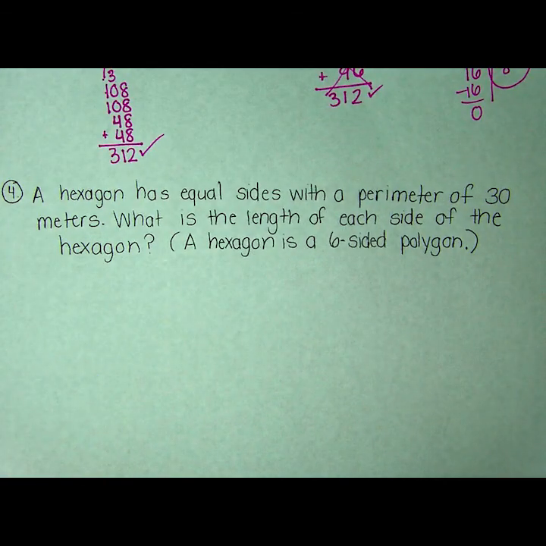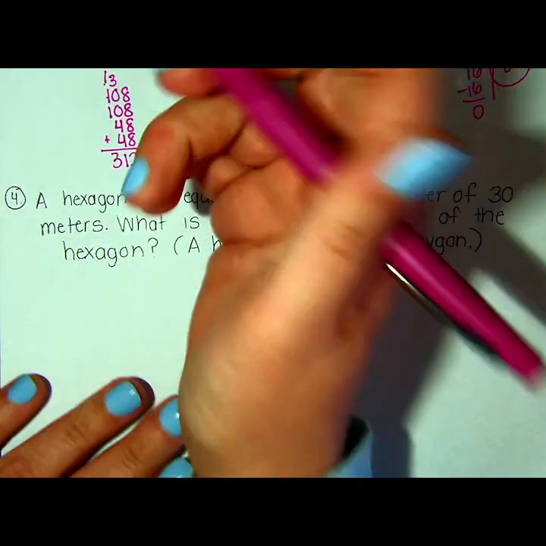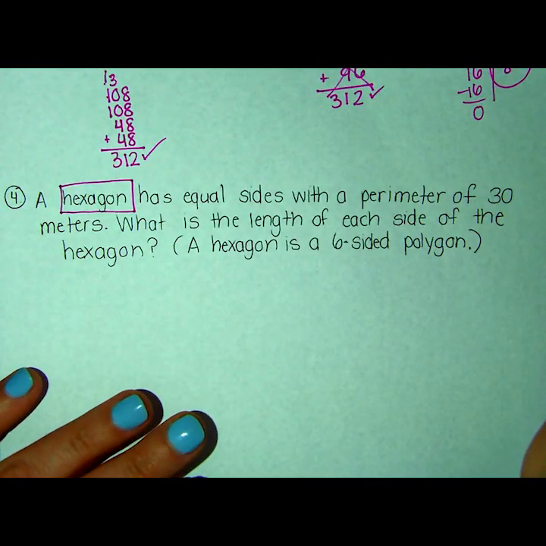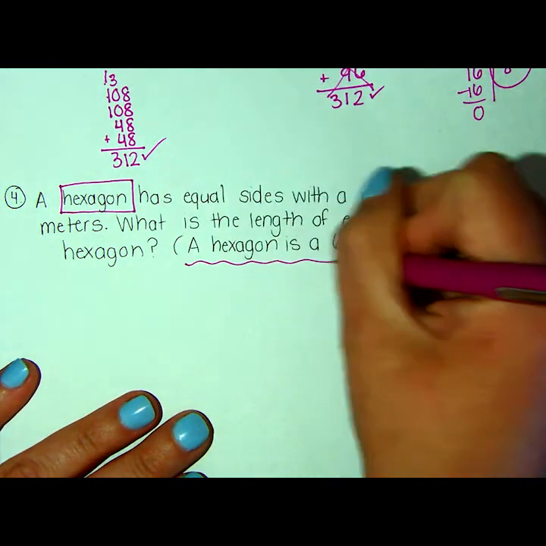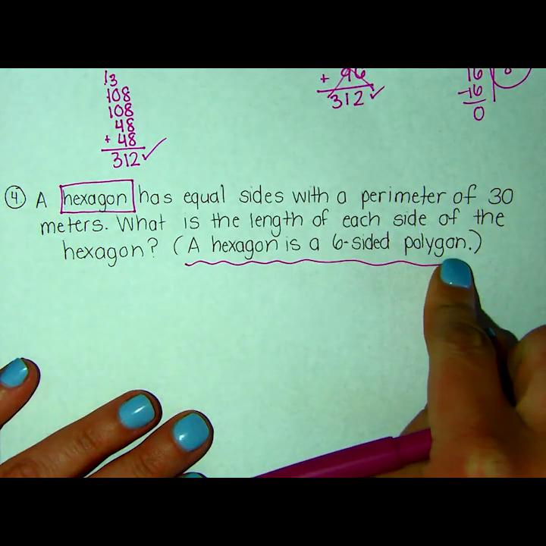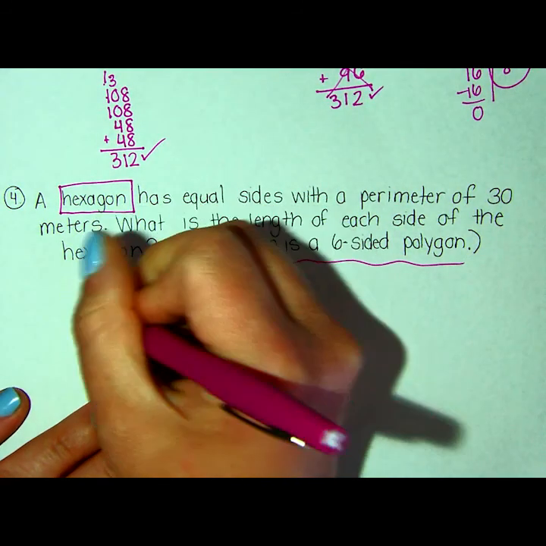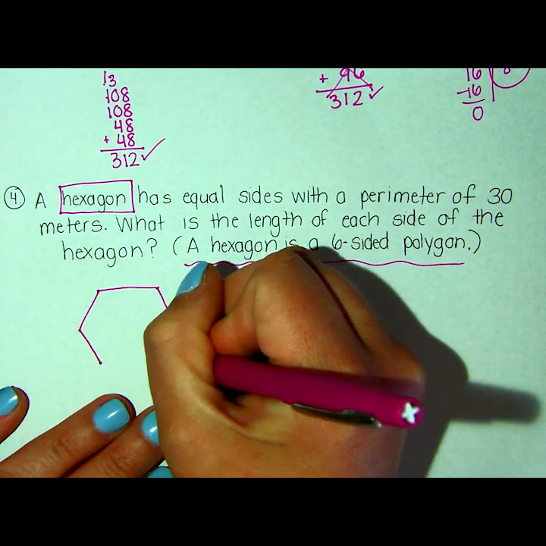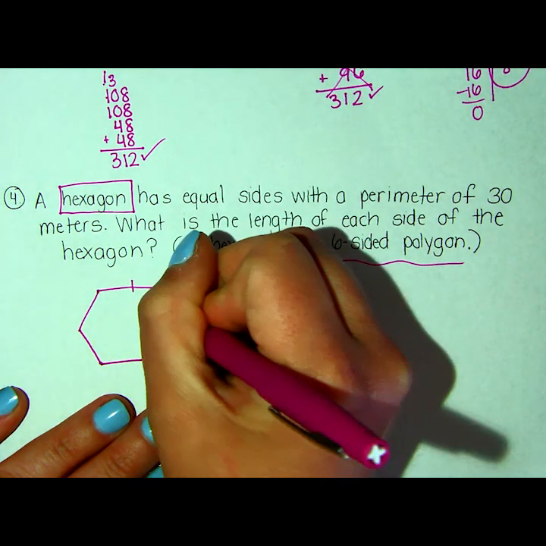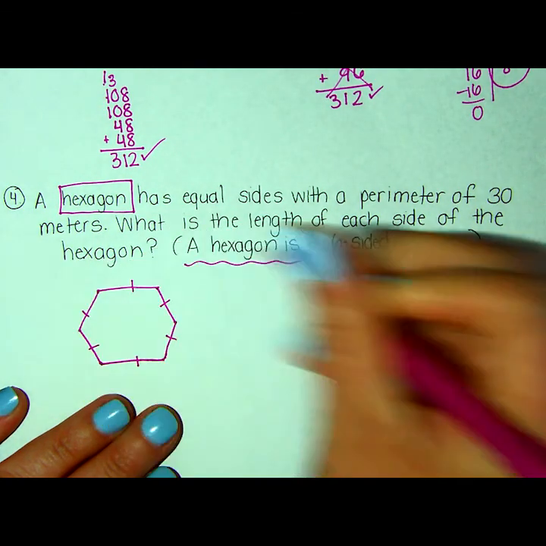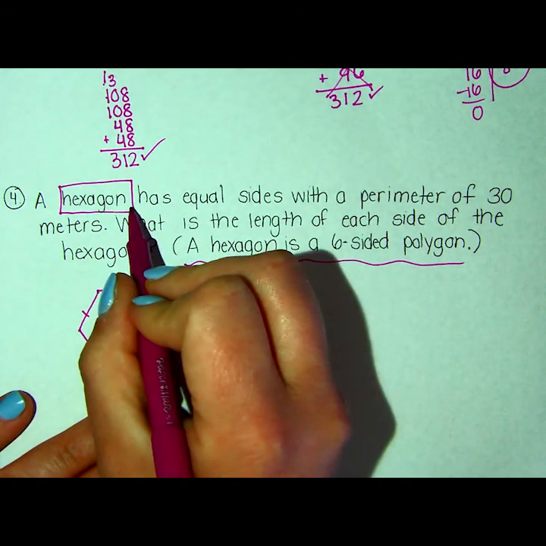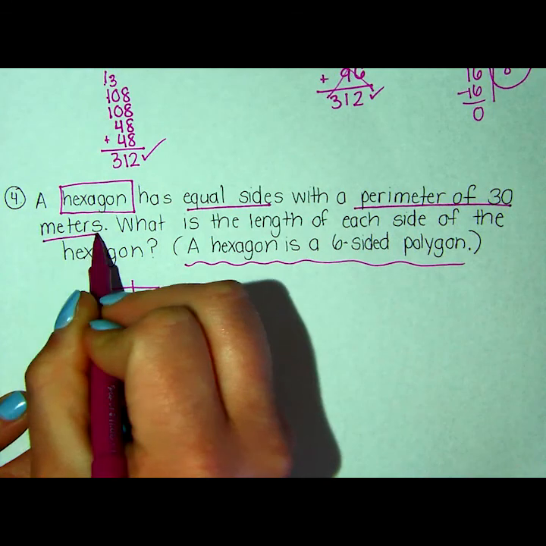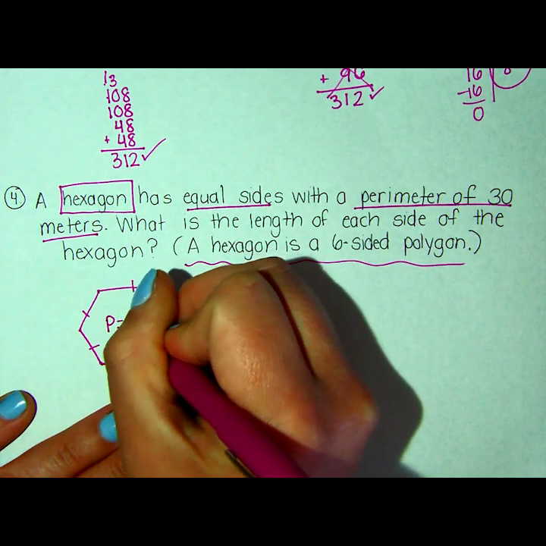Whew, that was quick. Okay, let's look at the last problem, then we're done. A hexagon, oh boy. Well, what do I know about the word hexagon? Well, I know that that refers to a six-sided figure. If I didn't, look what they told me right here. A hexagon is a six-sided polygon. So it's kind of like that stop sign pizza they serve sometimes, that Fiesta pizza in the cafeteria. And all sides are going to be equal because it says right here, has equal sides with a perimeter of 30 meters. So the perimeter is 30 meters.